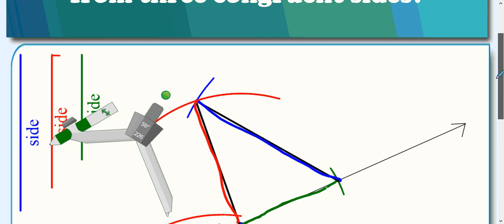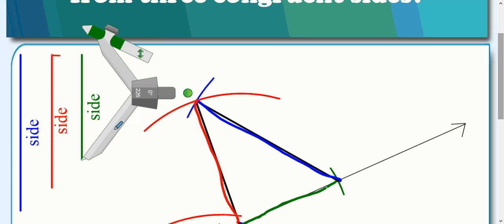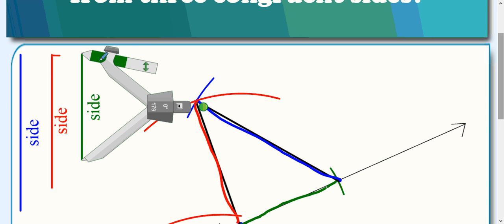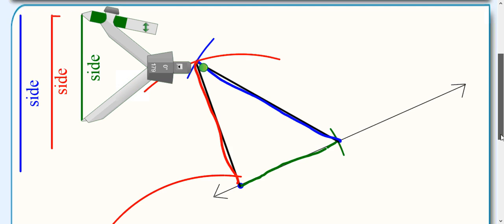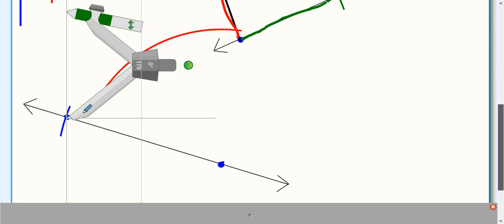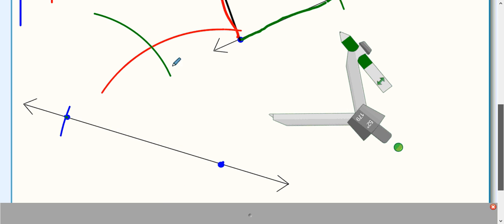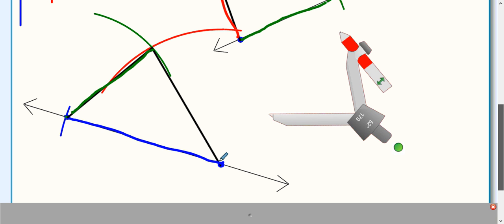We'll measure our green. We're trying to do it different, seeing if we can get a different triangle. So there's our green length. We're going to bring it down and copy it like we said, from the point. So that made a triangle right there. Connect them so we can see what's what. So this was our green side. This was the blue side, and we did red over here.